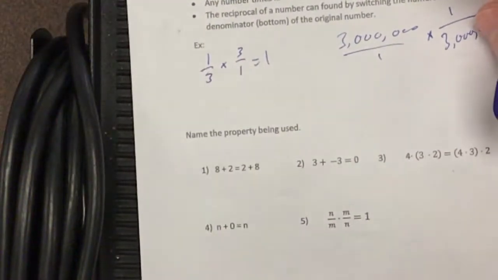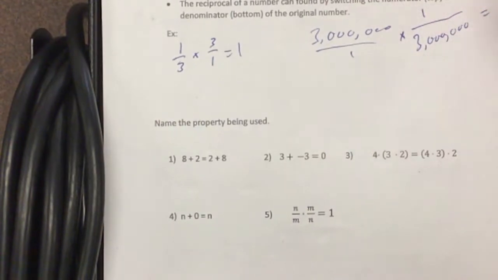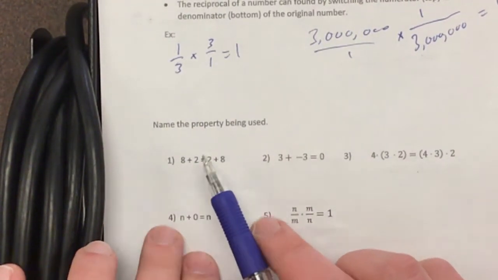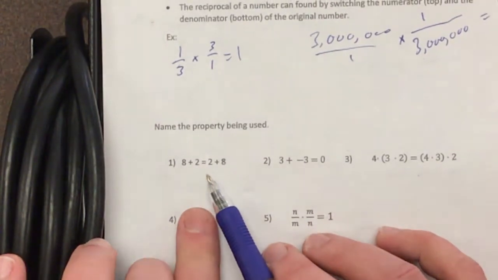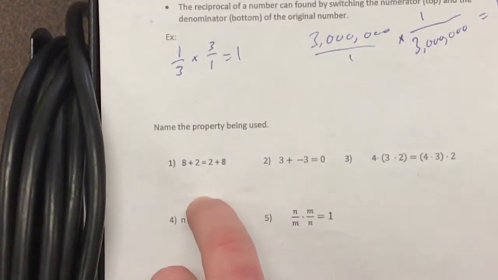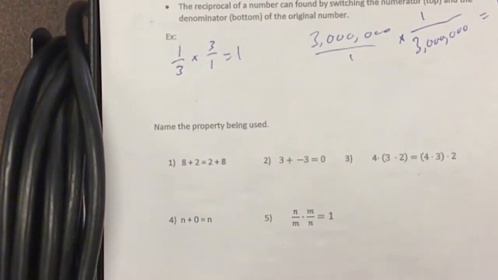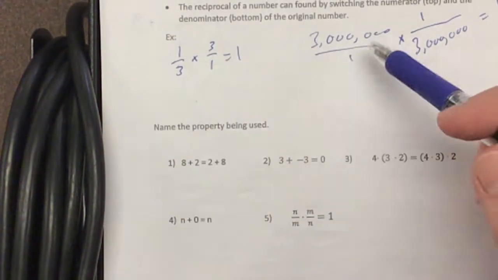All right. So this bottom part wants us to name the property being used. We just learned all these properties. Which property is being used here when we change the order? Look on the page here. We just learned a bunch of properties.